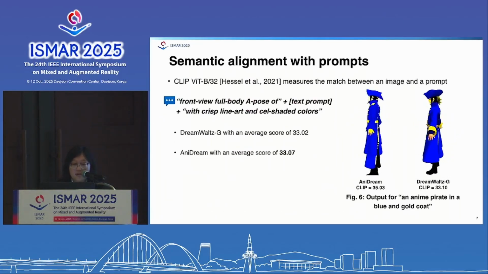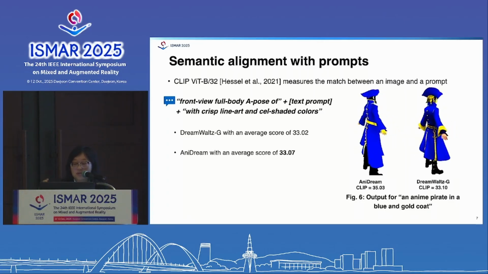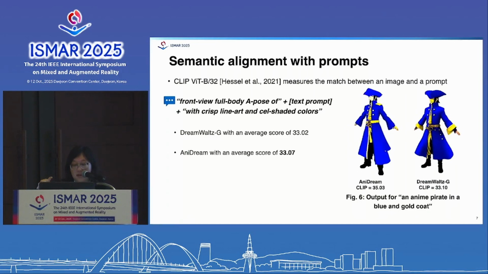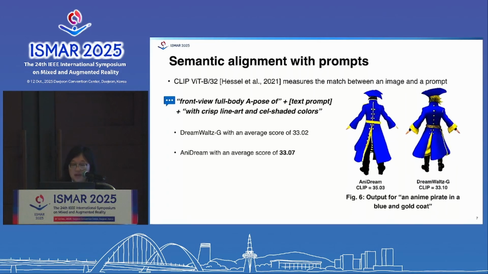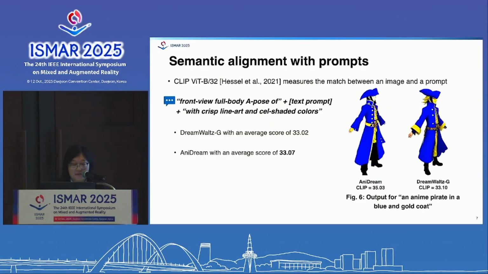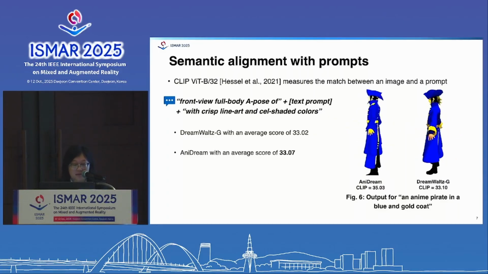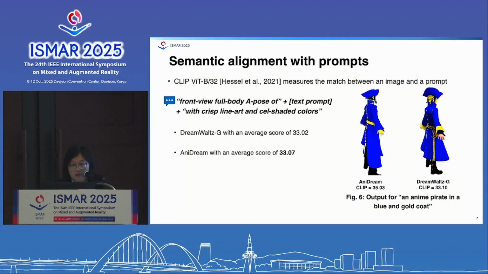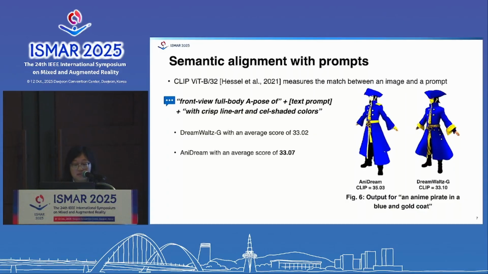For our first study, which is the semantic alignment with text prompts, we use CLIP, which is a model where you can enter with an image and a text prompt, and it outputs the match between these two inputs. We not only use the text prompt that we use to generate the avatars, we extend the text prompt so they have characteristics that we want our avatars to depict. So before the text prompt, we write front view full body A pose, and by the end we add with crisp line art and cell shaded colors.